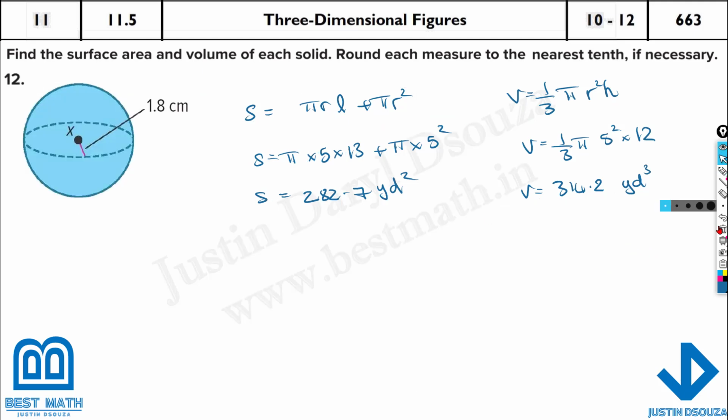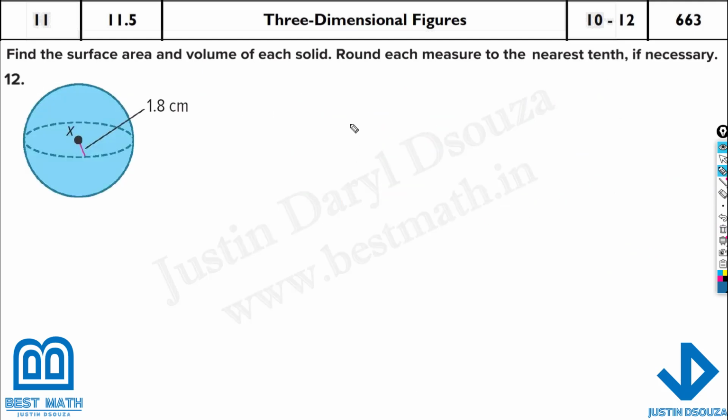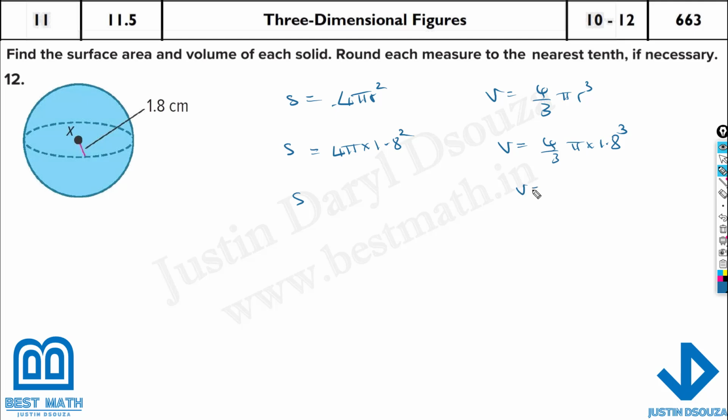Pretty simple. And the last one here we have sphere. Again, sphere is one of the easiest because you have only r in this. It is 4 pi r squared, because this is surface area, you can't have power 3. Whereas for volume, it is 4/3 pi r cubed. That's it. You just substitute here 4 pi. Now what is this? This is the radius. It's given as 1.8 squared, and volume is given as 4/3 pi into 1.8 cubed. And you just put it in the calculator, you will get the answer here.